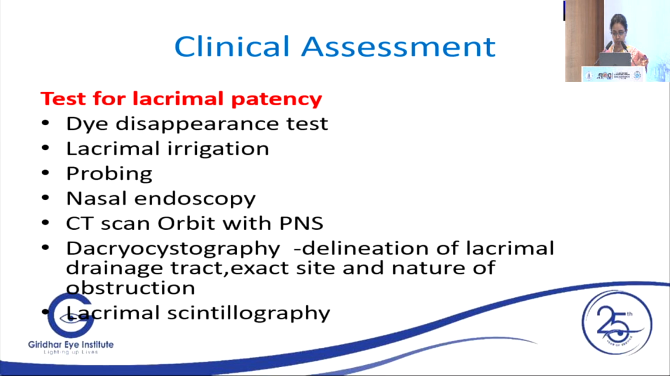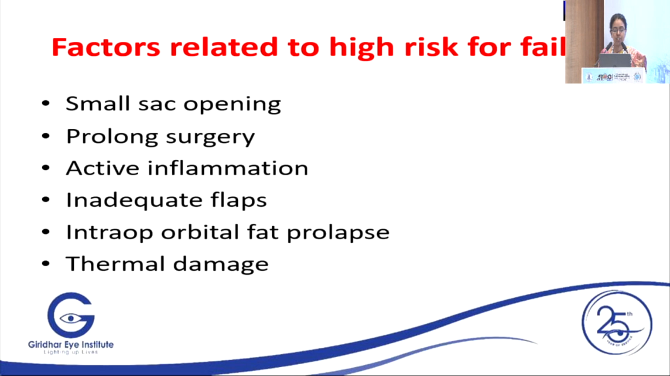So these are some of the high-risk factors. Especially when you operate on a small sac, a small sac opening is high risk for failure. Then a prolonged surgery induces more inflammation and can lead to fibrosis.